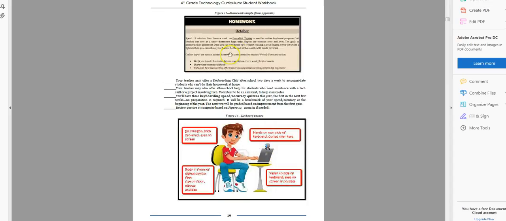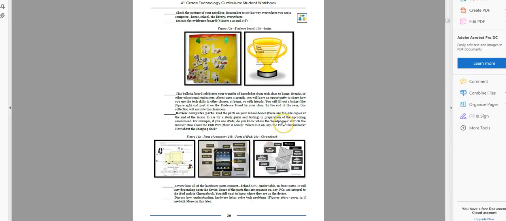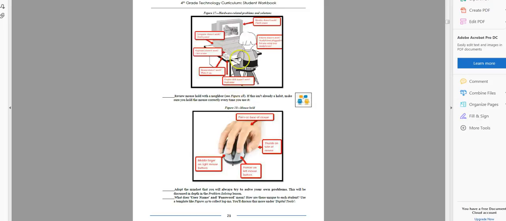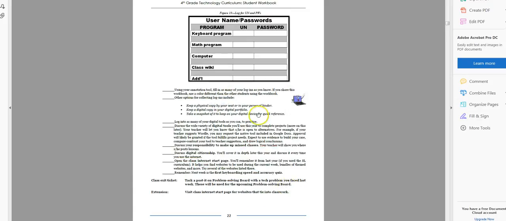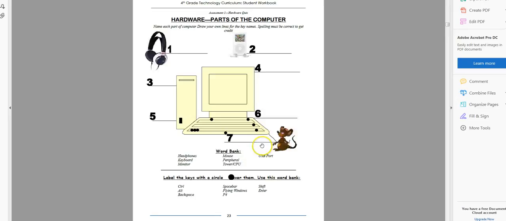How to sit, example of their homework. Example of how to sit and how to hold the mouse. This is where they can keep track of usernames and passwords, if you choose to do it there. You might have a different way of doing it. If you want to, you can have them annotate this as you go over it with them, or you can have them fill this in.